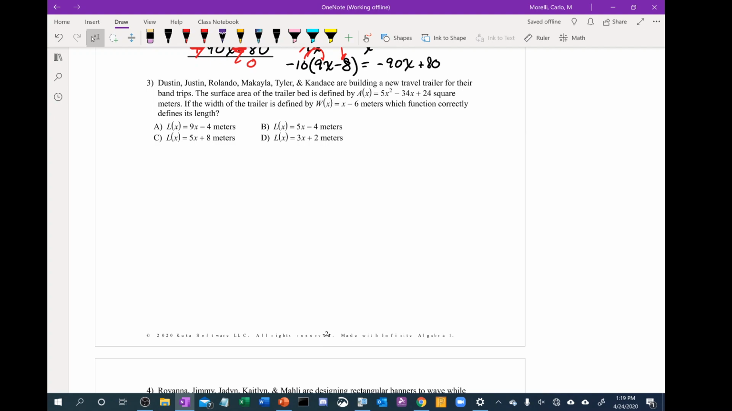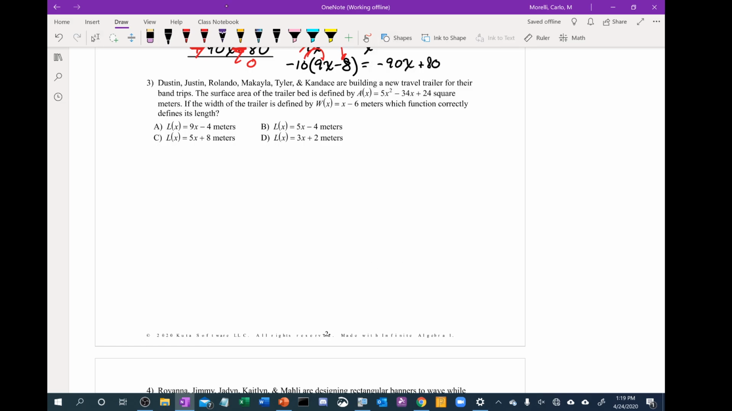Dustin, Justin, Rolando, Michaela, Tyler, and Candace are building a new travel trailer for their band trips. The surface area of the trailer bed is defined by A of x equals 5x squared minus 34x plus 24 square meters. If the width of the trailer is defined by W of x equals x minus 6 meters, which function correctly defines its length?